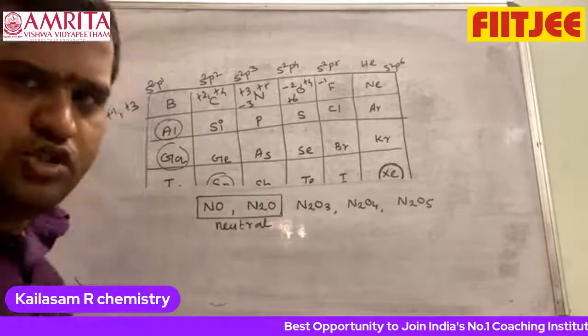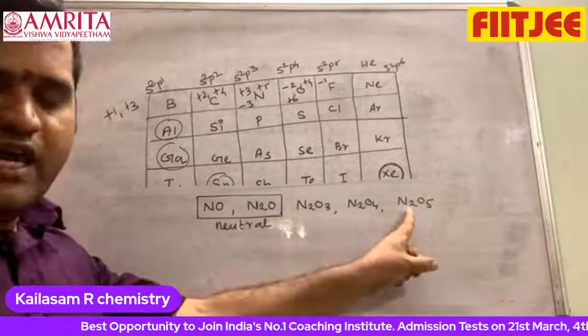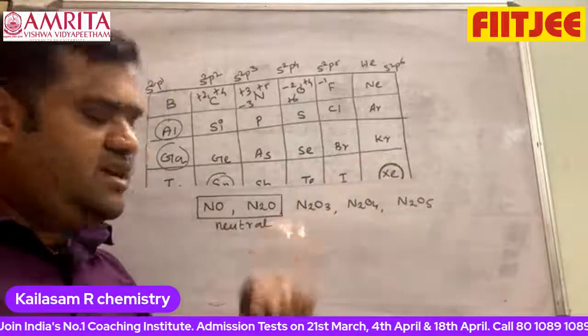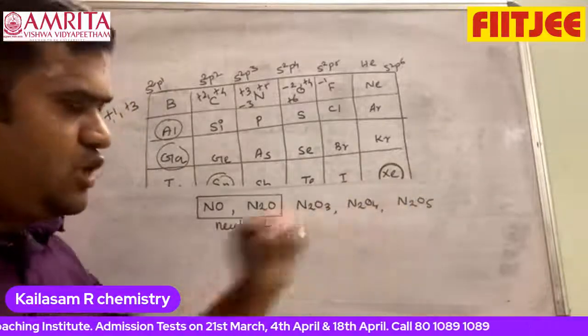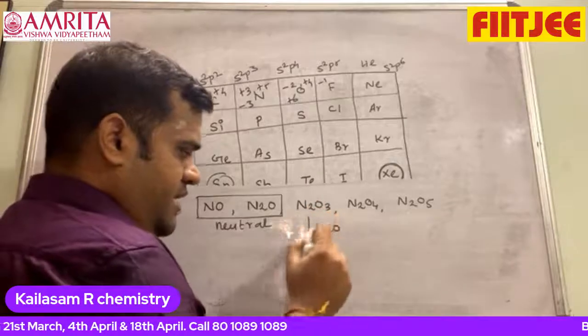Neutral. These two are what? Neutral. Remaining three are what? Acidic oxide. The higher oxidation state of nitrogen is a stronger acid. That means among these three, the strongest acidic oxide is what? N2O5.